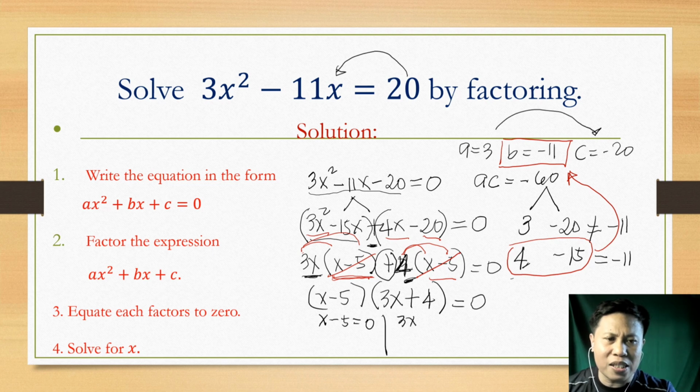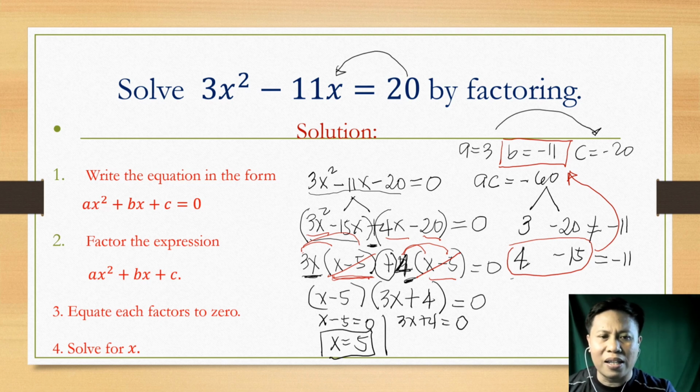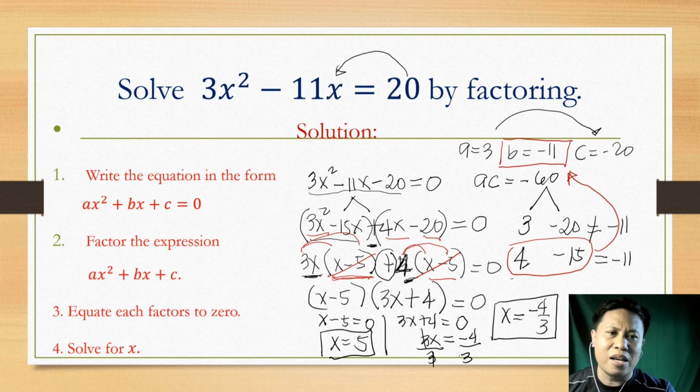Then the other one is 3x plus 4 equals 0. Then solve for x. So x is equal to positive 5. That is one value of x. And the other one, 3x, transpose positive 4, it will become negative 4. Then divide both sides by positive 3. So this will be cancelled, and you have x equals negative 4 thirds. So this is the second value of x. So therefore, the solution set of the given quadratic equation is equal to negative 4 thirds, then 5.